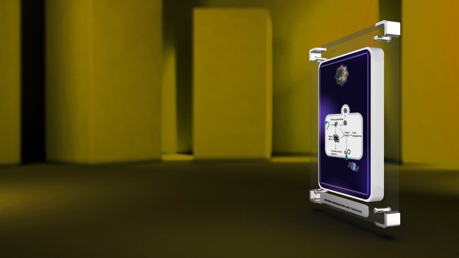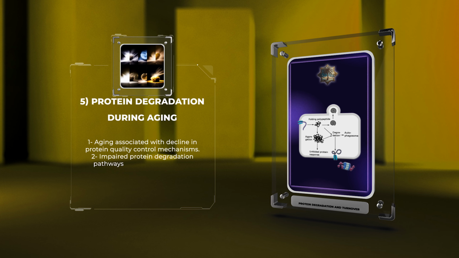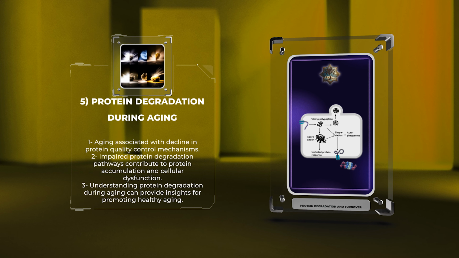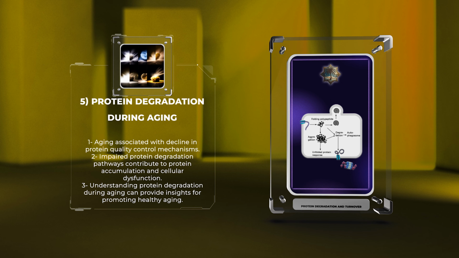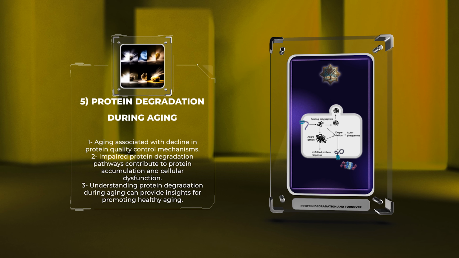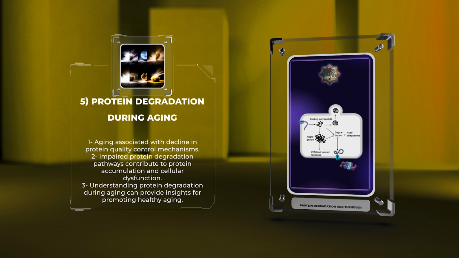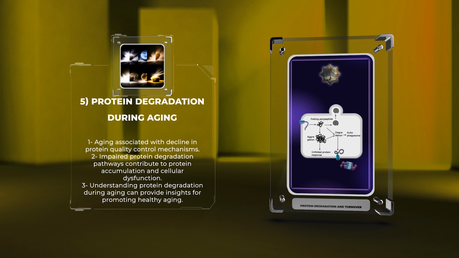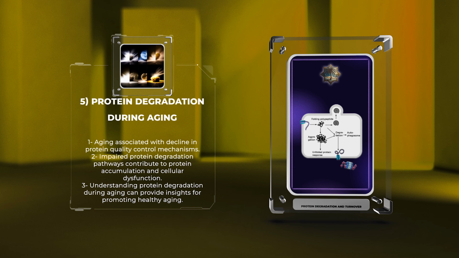Aging is associated with a decline in protein quality control mechanisms, leading to the accumulation of damaged and misfolded proteins. Impaired protein degradation pathways, such as the UPS and autophagy, contribute to the age-related protein accumulation and cellular dysfunction observed in aging tissues. Understanding the mechanisms underlying protein degradation during aging can provide insights into potential interventions to promote healthy aging.